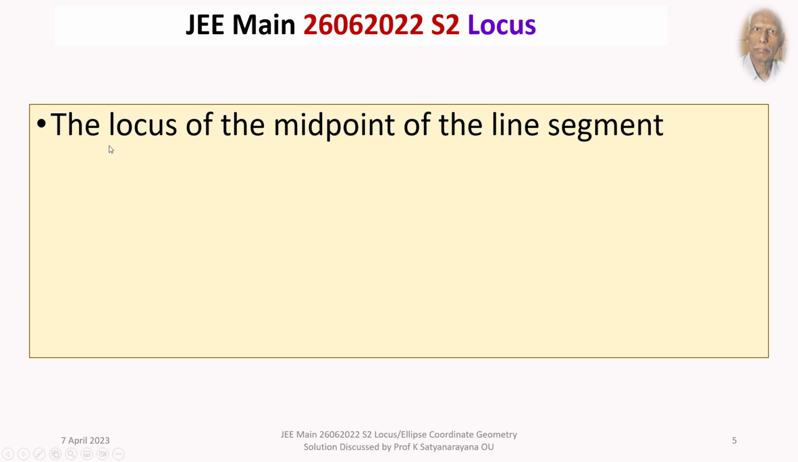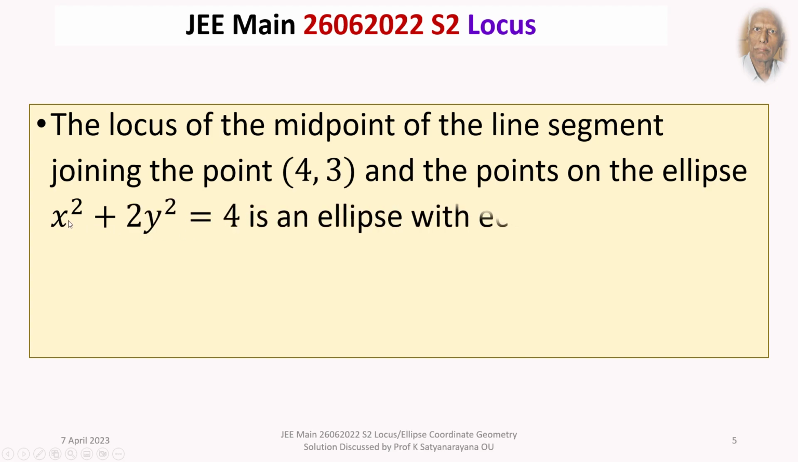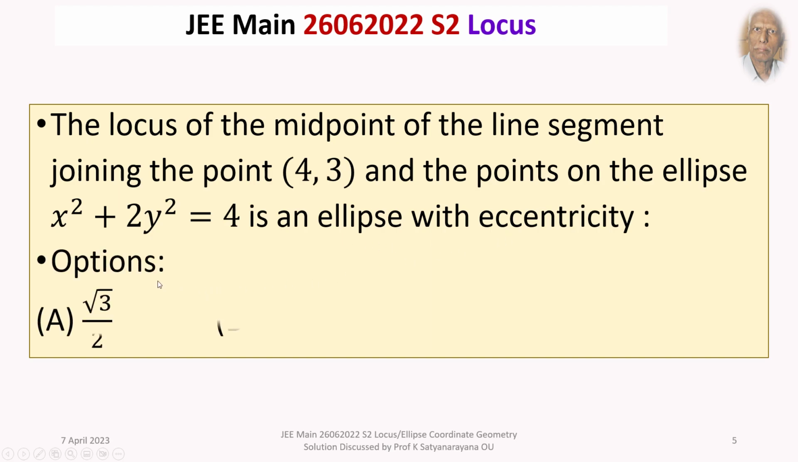The given question is: the locus of the midpoint of the line segment joining the point with coordinates (4, 3) and the points on the ellipse x squared plus 2y squared is equal to 4 is an ellipse with eccentricity. We are given 4 options. Option A, root 3 by 2. Option B, 1 by 2 root 2. Option C, 1 by root 2. Option D, 1 by 2.